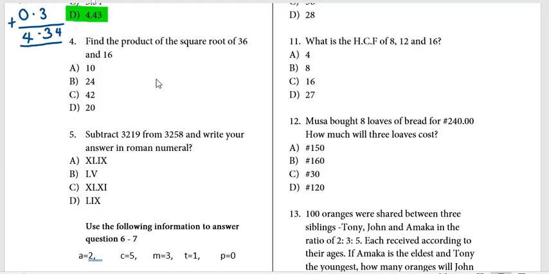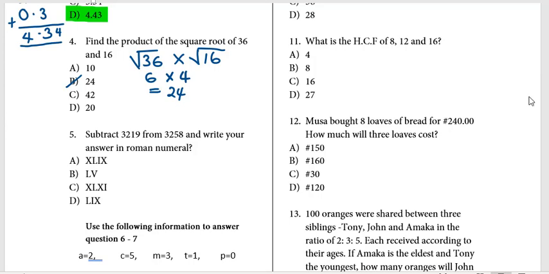The fourth and the fifth question. Okay, the fourth question says find the product of the square root of 36 and 16. What is the square root of 36? Let's write it out. Square root of 36, product means multiply, by square root of 16, right? Square root of 36 is 6, and square root of 16 is 4. I hope this is clear. So from here now, 6 multiplied by 4 will give us the answer, and 6 multiplied by 4 is 24. 24, and that's option B.